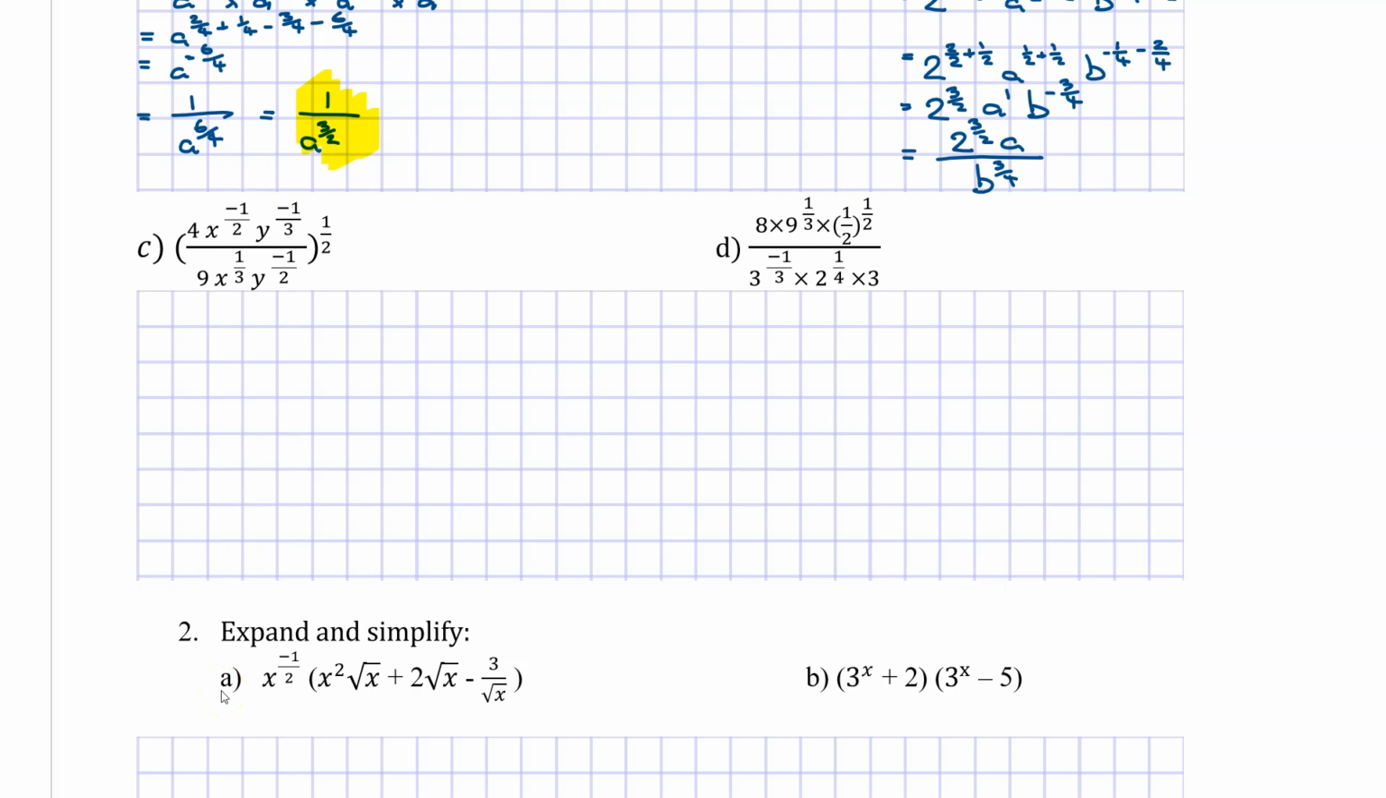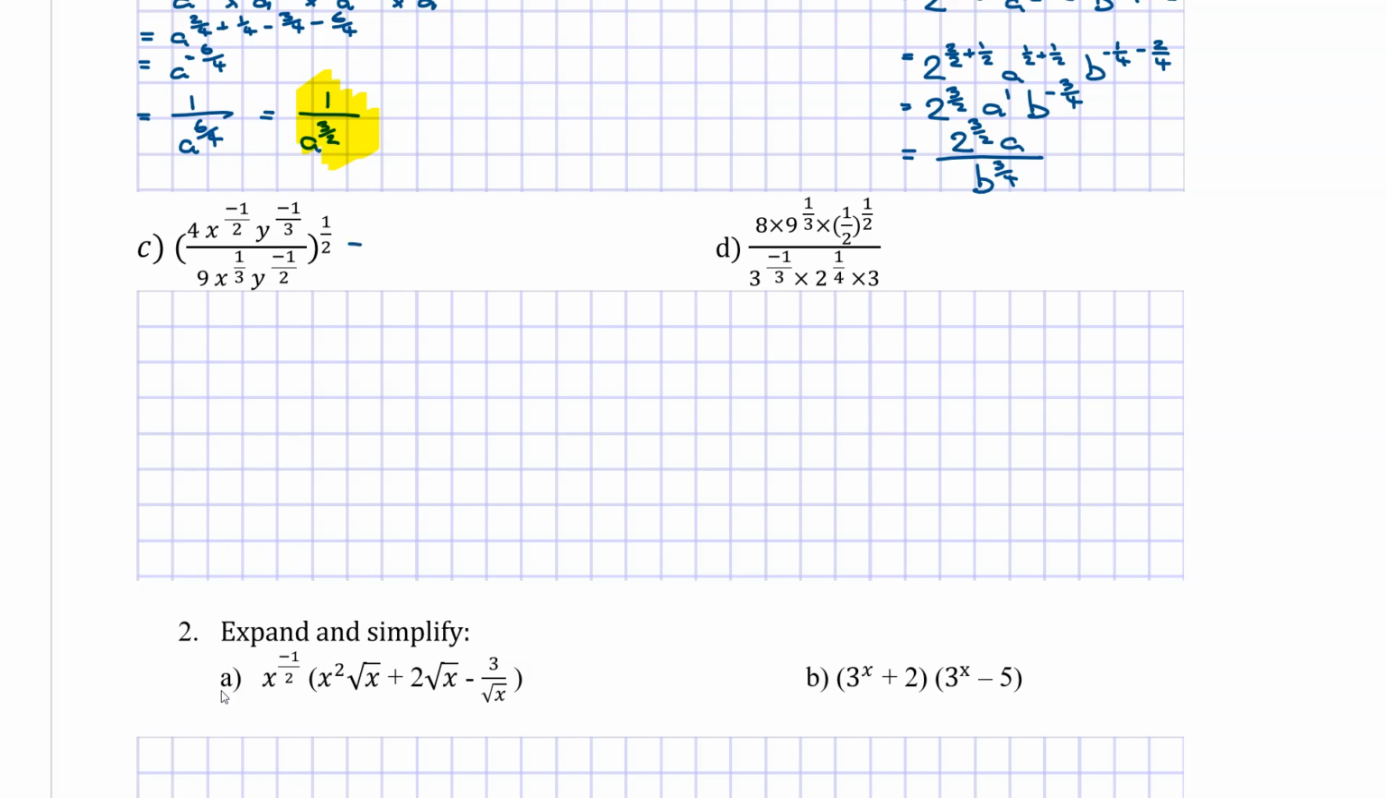Moving on to question C, notice that once again we've got an expression that is a mixture of fractional indices as well as negative fractional indices, and everything here has been raised to the power of a half, or we could say it's all been square rooted. So it might look a little bit intimidating to begin with, but so long as we follow the steps that we've done in the previous questions, we should be fine.